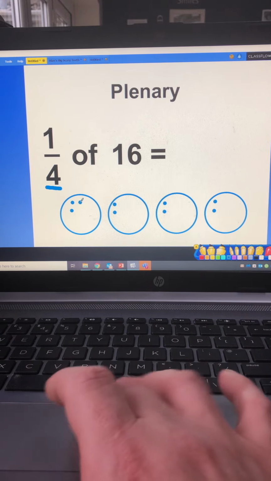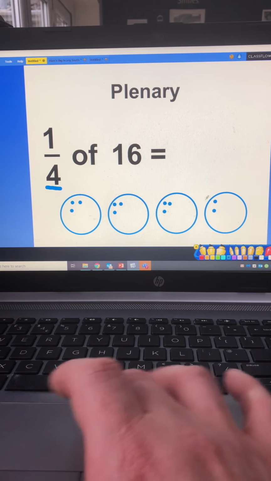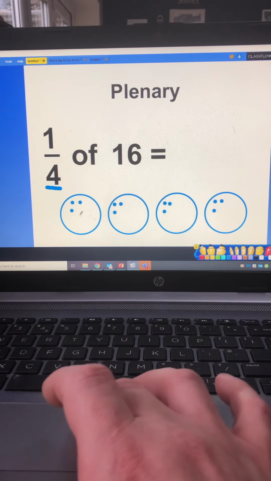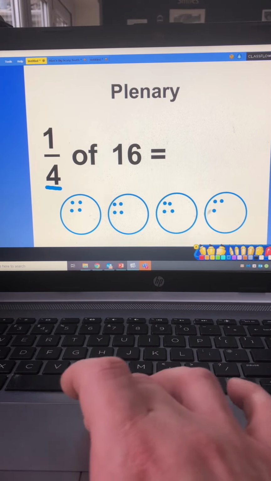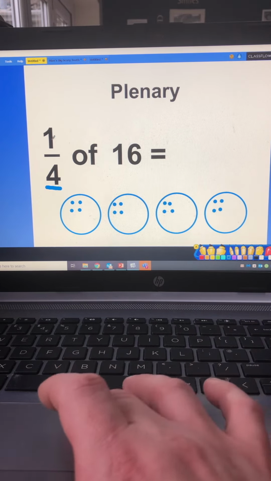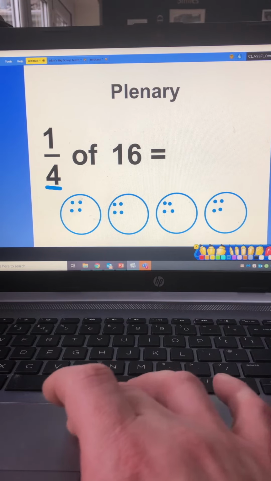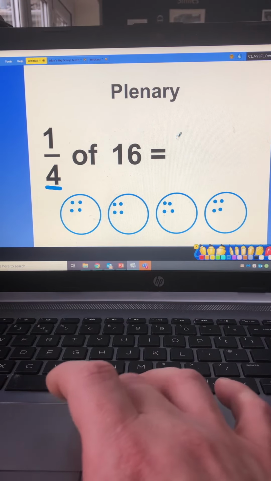until we get to the total of 16, at which point the numerator, the number on the top, will tell us how many of those circles we need to count. In this case, the numerator says 1. We count the value of 1 circle, the answer being 4.